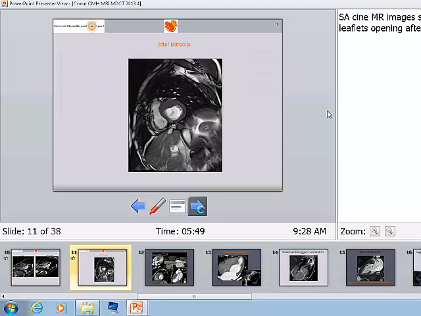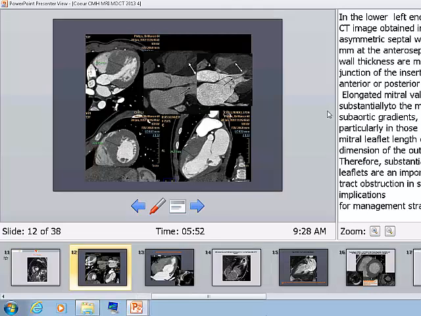This is a CT image, and on the lower left-hand side, a short axis multi-detector CT image obtained in diastole clearly demonstrates this asymmetric septal wall hypertrophy, which was measured at 32 millimeters at the anteroseptal wall. Areas of increased wall thickness are most commonly seen near the junction of the insertion of the right ventricular wall, where you can see it here, into either the anterior or posterior septum.